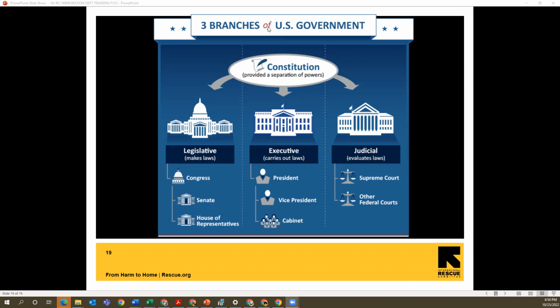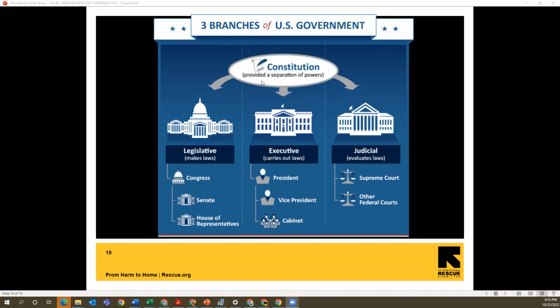And the third branch is the judicial branch, and that is the branch that evaluates the laws. Usually we're talking about the Supreme Court, and then the lower courts, which are the appellate courts or circuit courts, and then the lowest courts are the district courts. So those are the three branches of government.